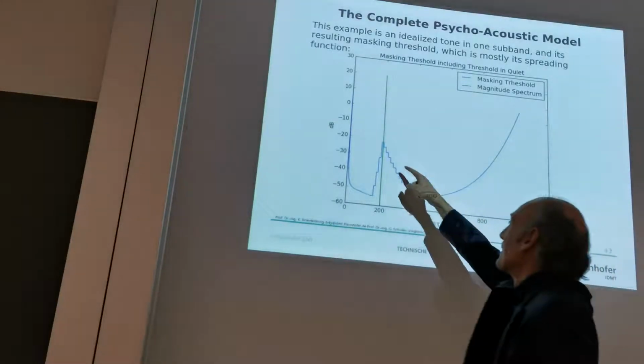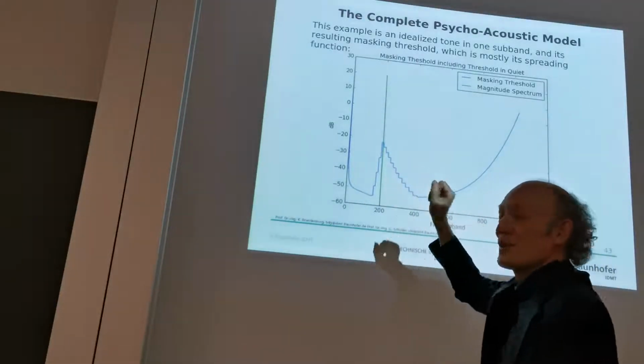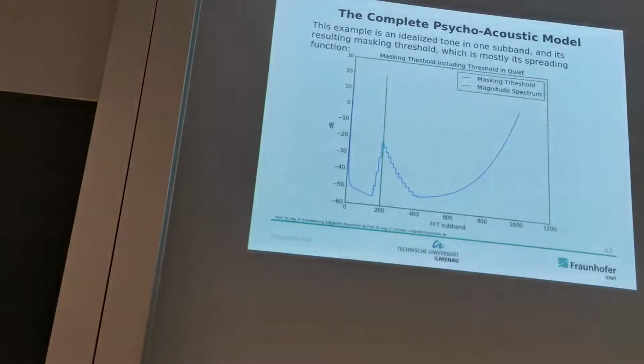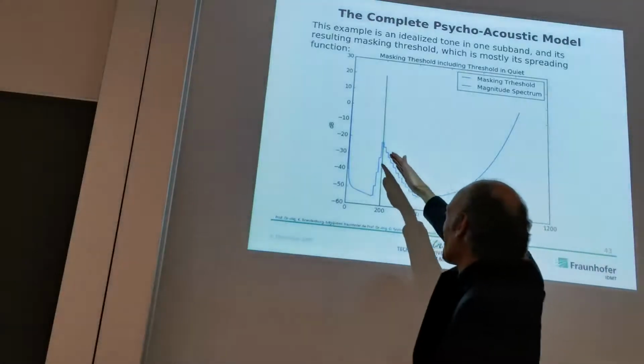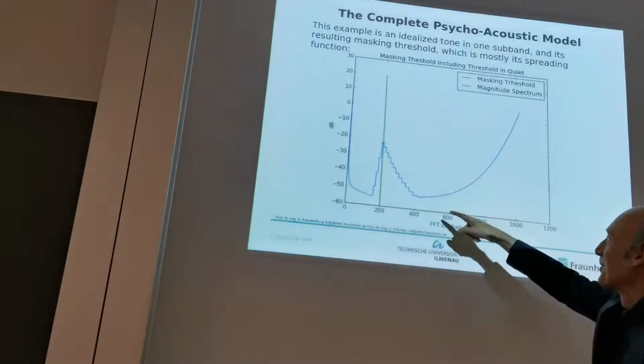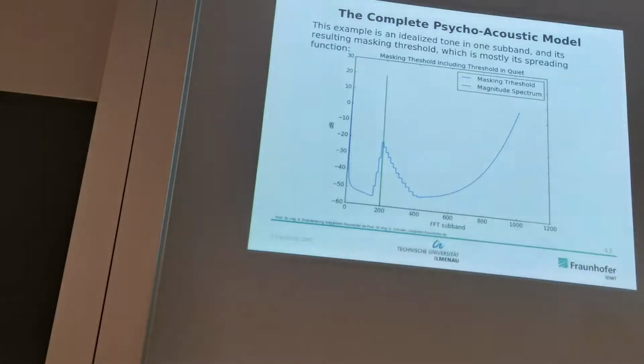So why does this spreading function now have this staircase form? What do you think? So far we saw it nice and smooth, like this, but now we have a staircase. Why do we have a staircase? Because that wasn't Bark and this is... Yeah, exactly.